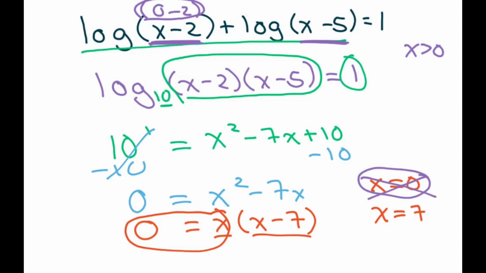Now let's check the 7. If I plug in 7 here, I'm going to get 7 minus 2, which gives me a 5. So that's a positive number. That works. Also, if I plug in a 7 here, I get 7 minus 5, which equals 2, and it's positive. So my final answer is x equals 7.